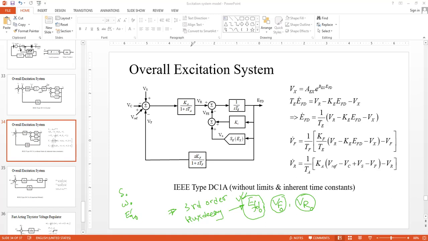If you're looking for the steady state value or the initial value, what? Sorry? Again, please.